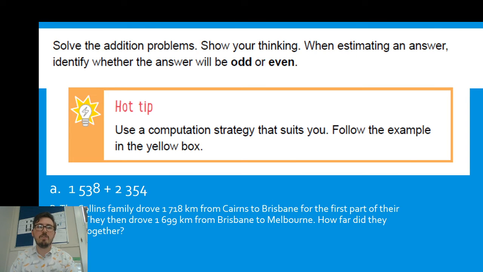So it says solve the addition problems and show your thinking. When estimating an answer, identify whether the answer will be odd or even. So the more working you show, the better it's going to be. So I want you to pause the video and work through question 4 right now.